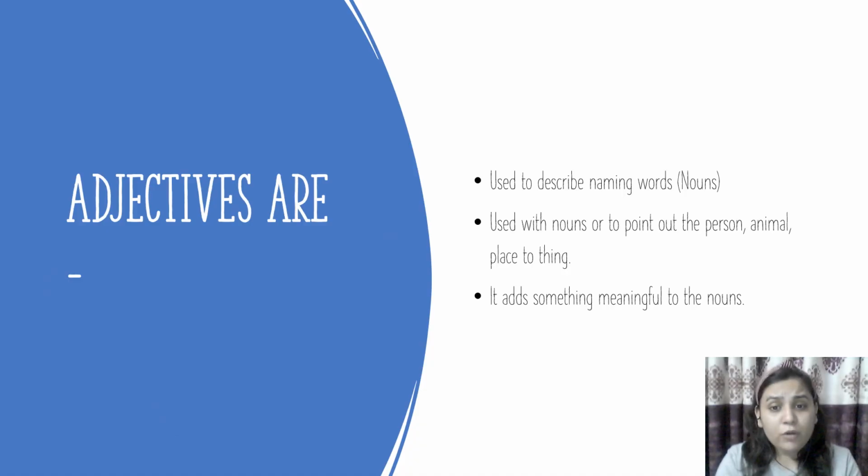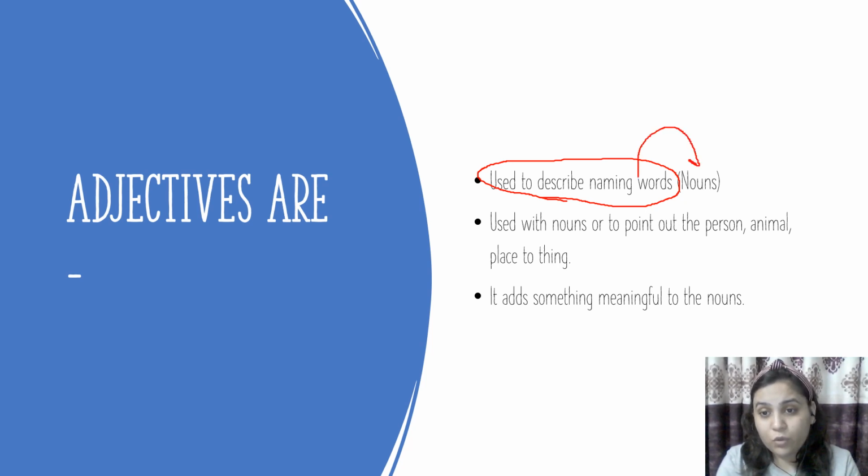When we talk about adjectives, they are used to describe the naming words. Basically, they are used to describe the naming words, and the alternative name for naming word is nouns. They are used with nouns or to point out the person, animal, place or thing. So what do you understand by the term to point out?